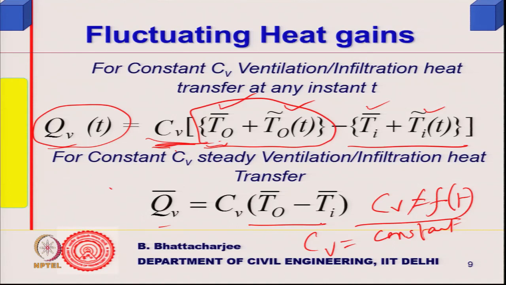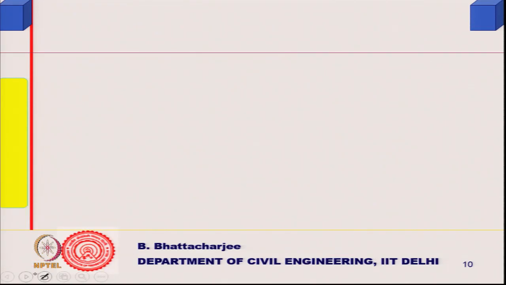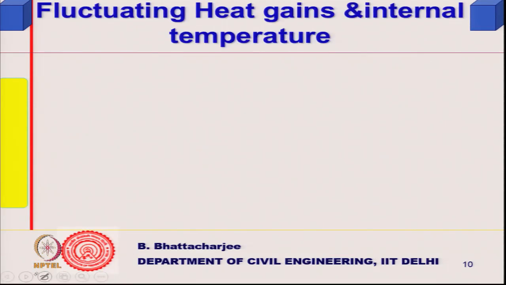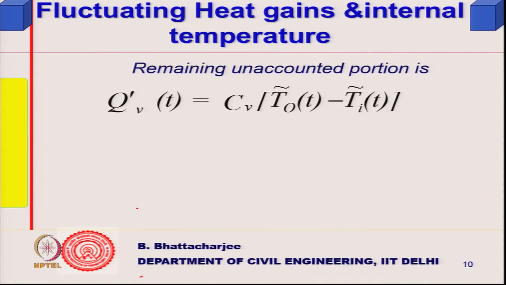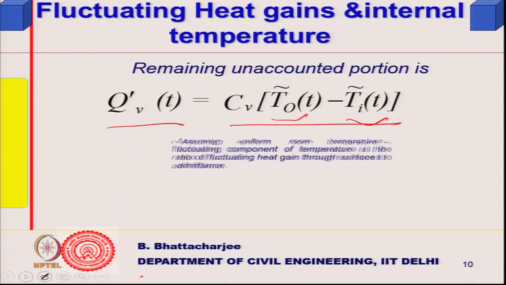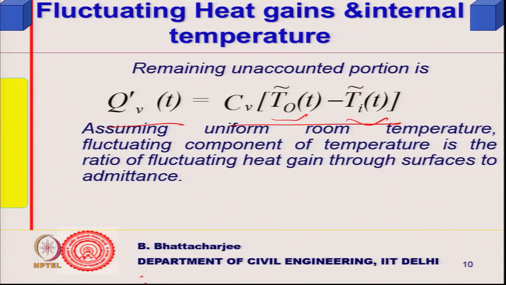Out of this, CV into TO bar minus TI bar we have taken care of in the steady heat gain, the mean heat calculation. What follows is the fluctuating part. The remaining unaccounted portion is this, QV dash, and I think that is where we stopped yesterday. CV times the fluctuating component of outside temperature minus the fluctuating component of inside temperature. This we did not take care of in the mean calculation.